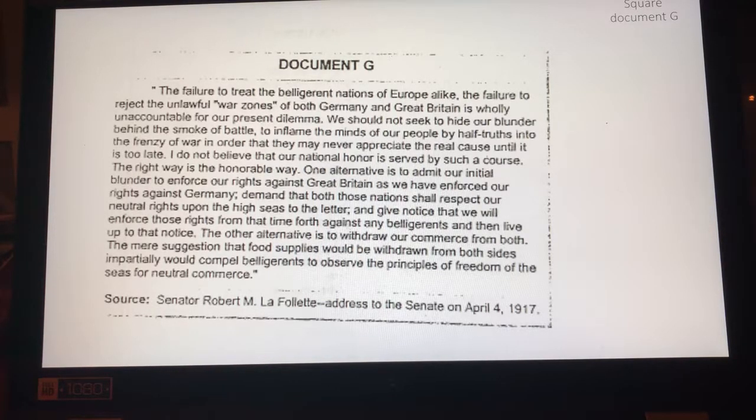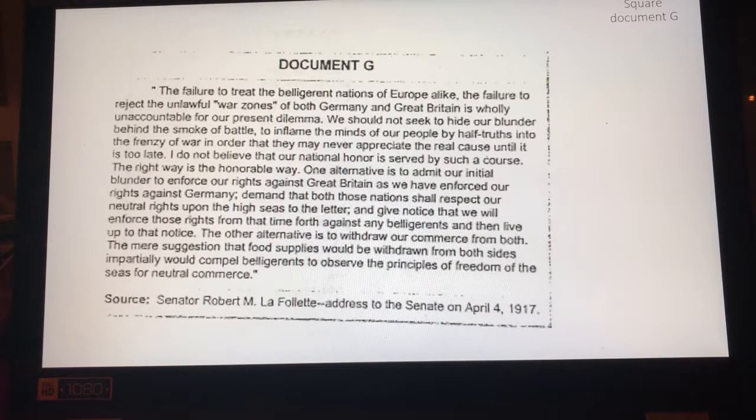One alternative is to admit our initial blunder, to enforce our rights against Great Britain, as we've enforced our rights against Germany. Demand that both those nations shall respect our neutrality rights upon the high seas to the letter, and to give notice that we will enforce those rights from this time forth against any belligerents that live up to that notice. The other alternative is to withdraw our commerce from both. The mere suggestion that food supplies would be withdrawn from both sides impartially will compel the belligerents to observe the principles of freedom of the seas for neutral commerce. So this is Robert Lafayette.